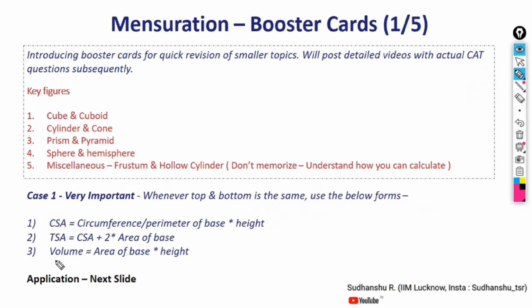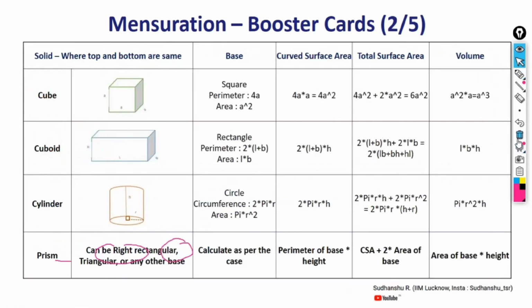And finally, volume is area of the base into height. Let's again apply this wherever top and bottom is the same. So cylinder, area of the base is nothing but pi r square. Multiply this with the height, which is h, and you get the volume. So the volume is pi r square h.